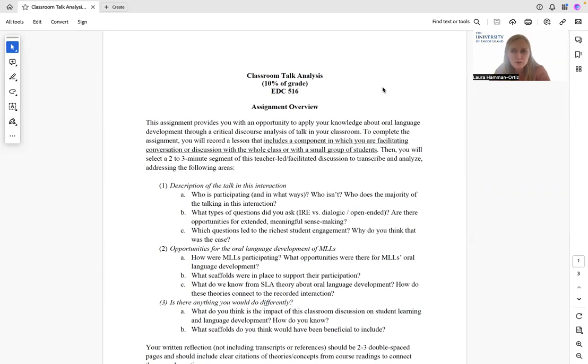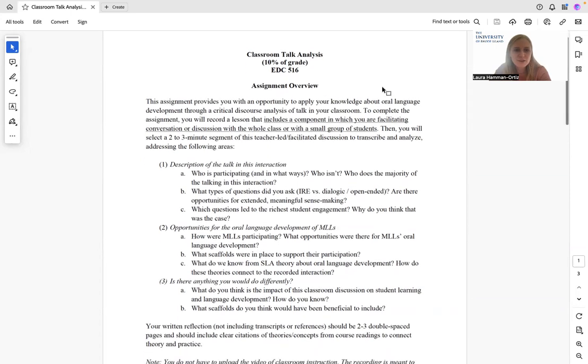So I just want to walk you through what this assignment looks like and talk through the rubric, so you have a clear idea of what the expectations are for how you'll be evaluated. You can see here a description of the assignment that explains that you're going to be applying what you've learned this week about oral language development by critically analyzing talk in your classroom or in another teacher's classroom.